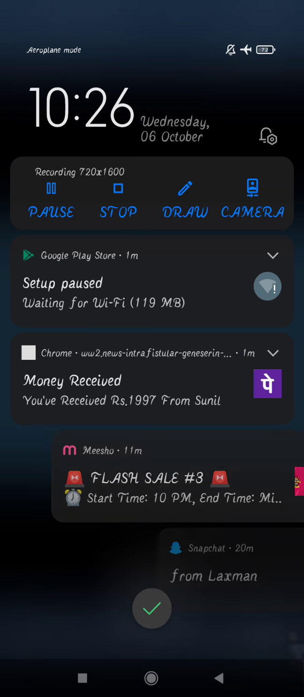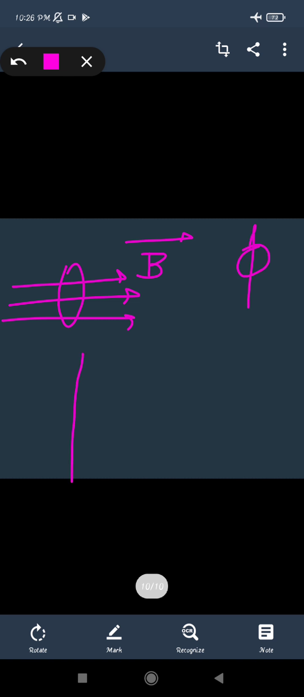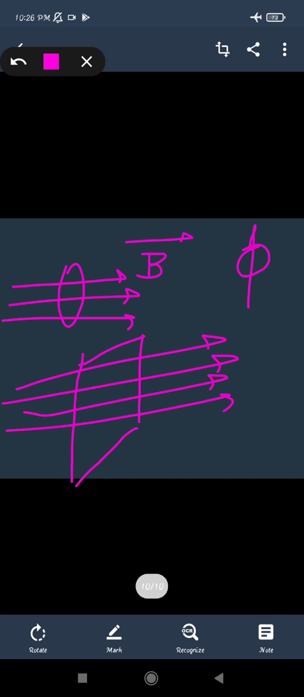What is flux? Flux is related to the lines passing through a surface. If we take a surface and magnetic field lines, the number of lines which pass normal to the surface is considered the magnetic flux, and flux is denoted by phi. So the flux depends on the number of lines, and how many lines can pass depends on the area of that closed surface, right? Here the number of lines is more, and here you can see the number of lines is less.